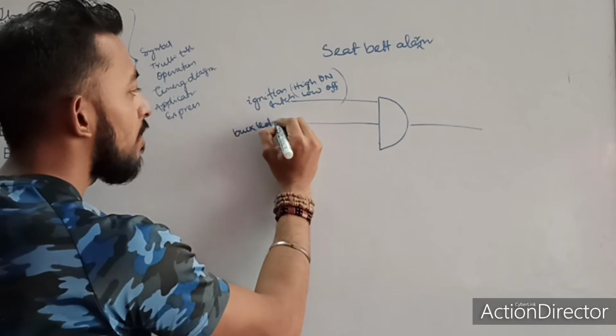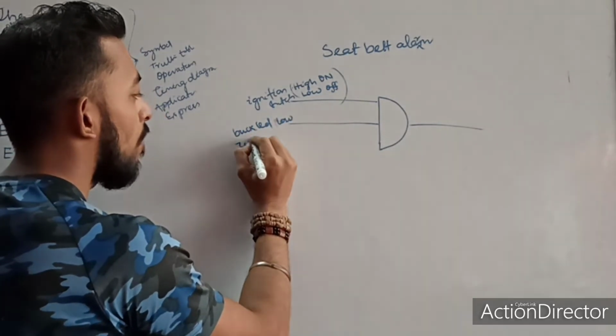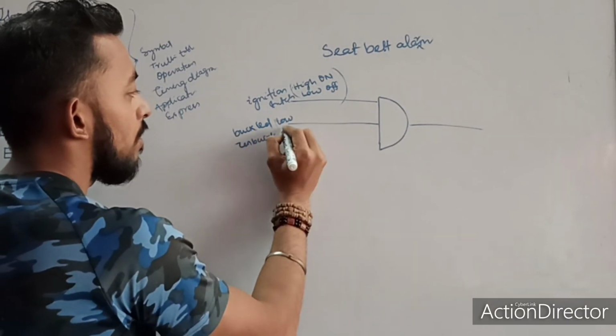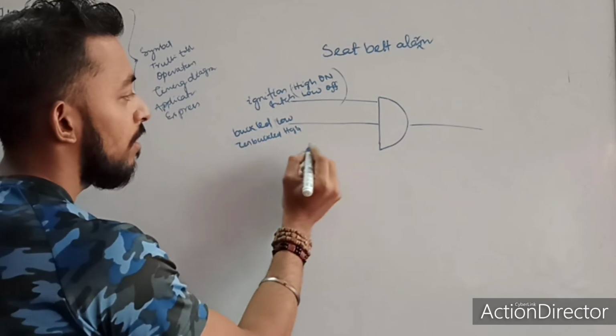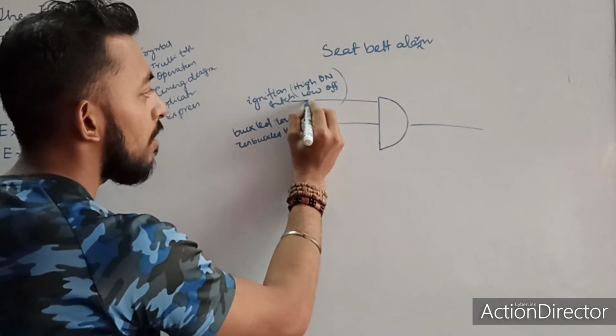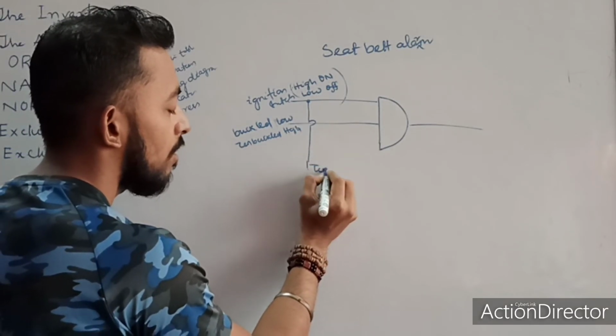When it is buckled, then my output is off, that is low, and when it is unbuckled, then it will give me a value high. Okay, this depends upon whether the driver is buckled or not. And the third one is from here, that is a timer is connected.